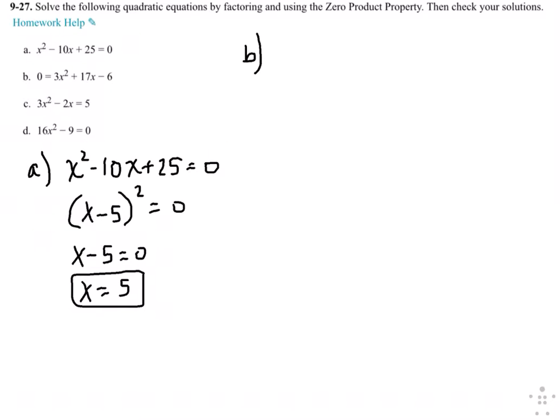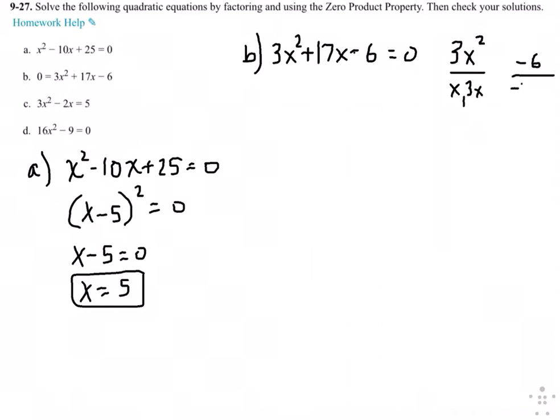For B, we have 3x squared plus 17x minus 6 equals 0. So let's factor by columns. We have 3x squared and negative 6, so this is x and 3x. Negative 6 is negative 1 and 6, 1 and negative 6, negative 2 and 3, 2 and negative 3. Then we need to reverse the column, so I'll reverse that one, 3x and x.